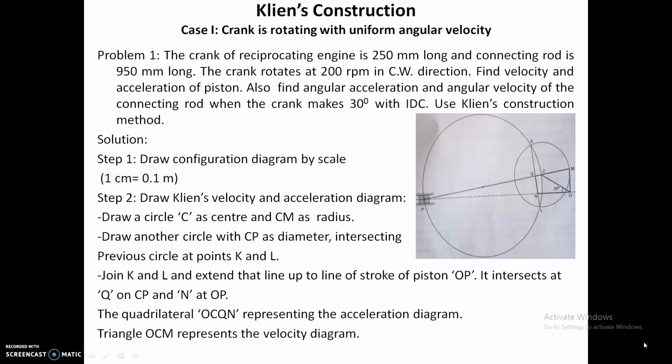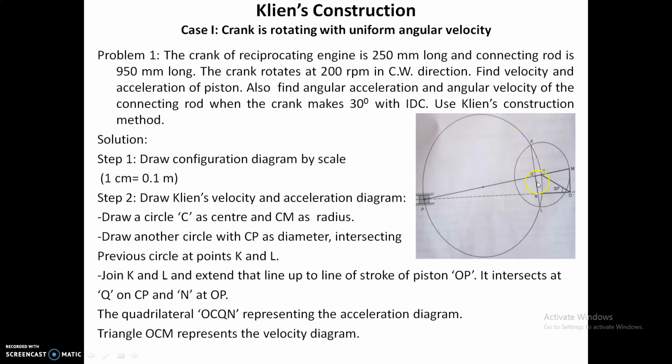You draw the small circle, and another big circle with CP as the diameter. So by taking CP as the diameter, you draw another big circle, and where both the circles are intersecting, I have given the notation K on the top side and L, where it intersects the two circles on the bottom side. I have given the notation as capital L.